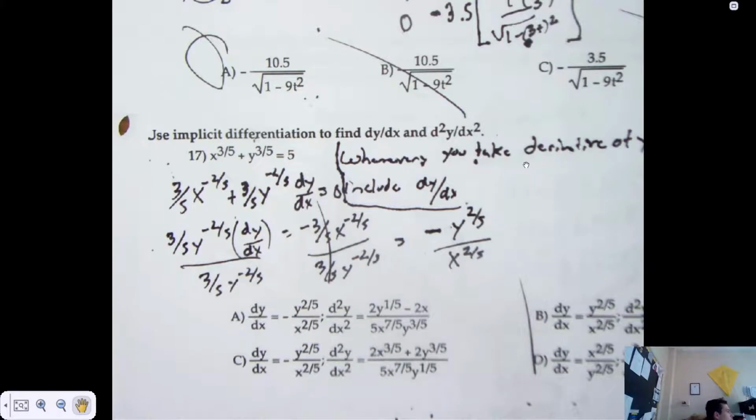So now from here, what you have to do is find the second derivative. It says find dy dx and find d squared y d squared x. So you got to take the derivative of this thing.